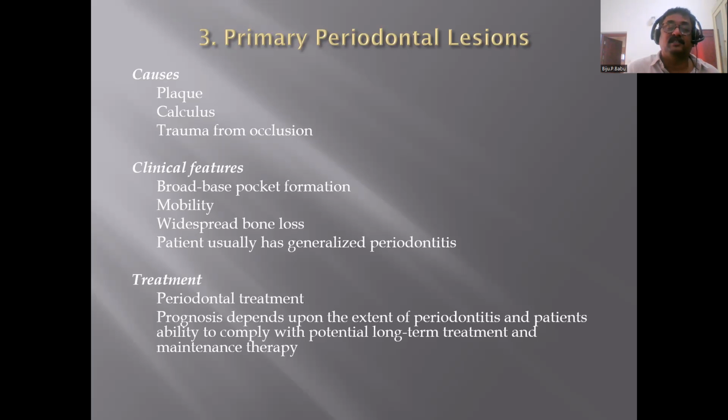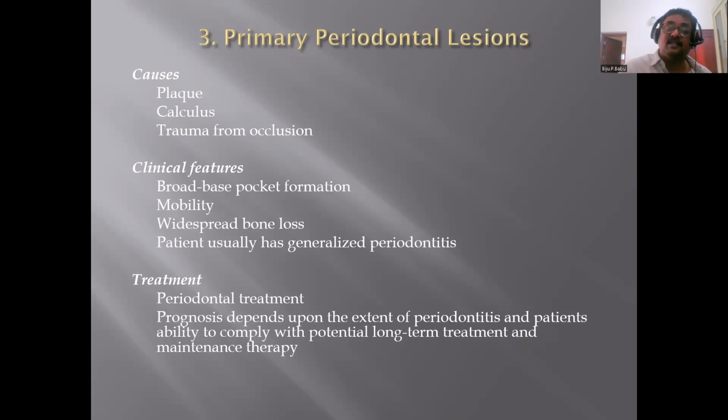The plaque or calculus around the tooth can create a generalized problem. You find multiple teeth involved. Once you identify that, your treatment is usually a periodontal treatment.